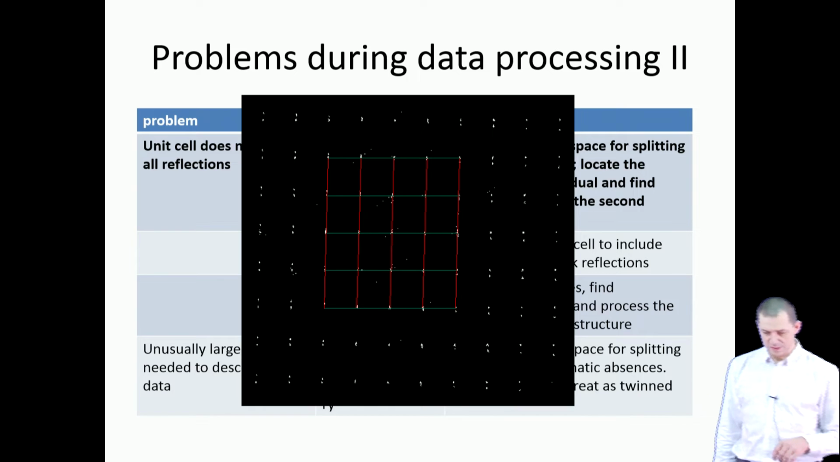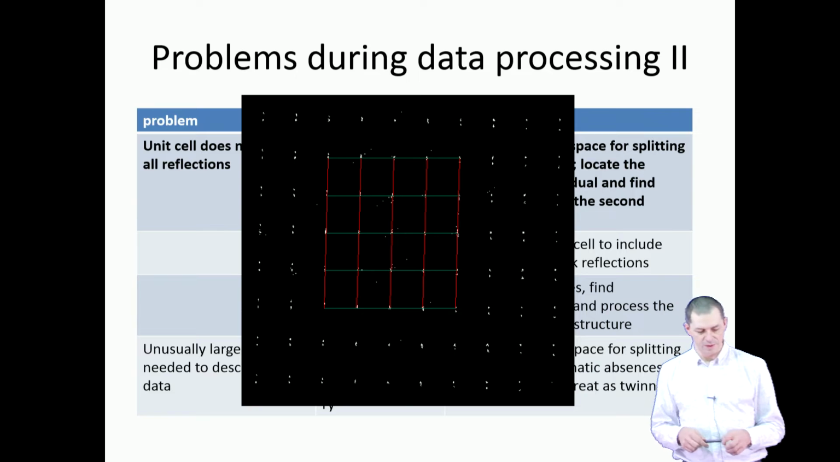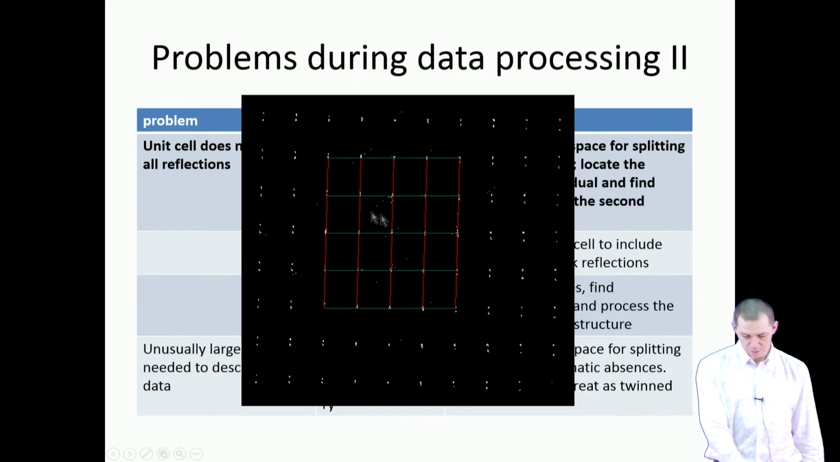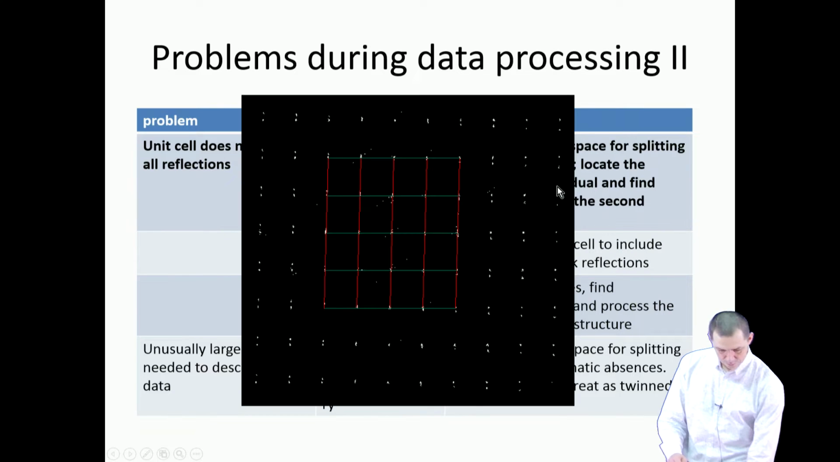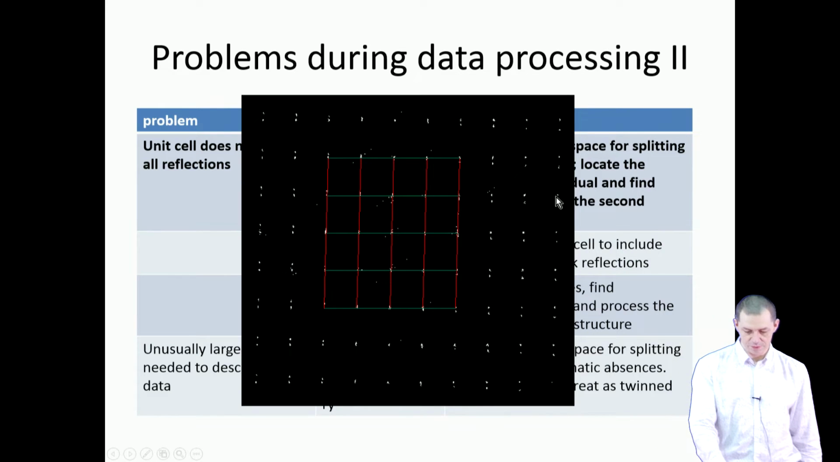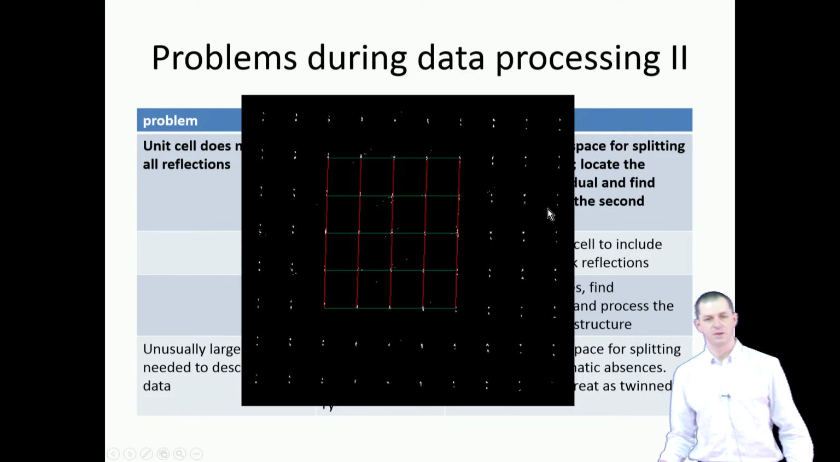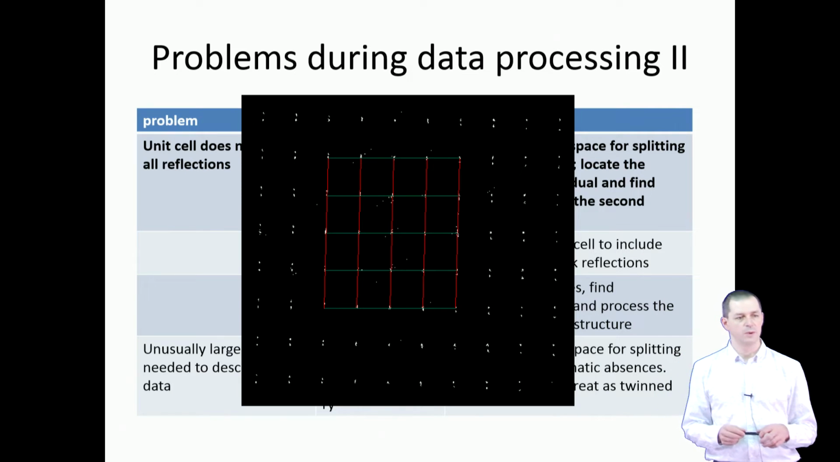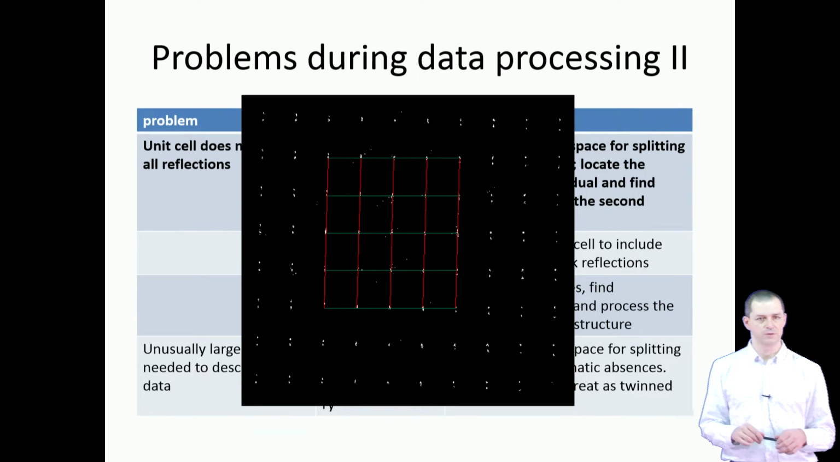So this is a case of actually pseudo-merohedral twinning, where you see that a single lattice describes only half of the reflections. It goes like this, so it will describe these reflections, but not the second lattice. So then you can define the second orientation, find the twin law, and deal with the data the way we did in the practical session on twinning.